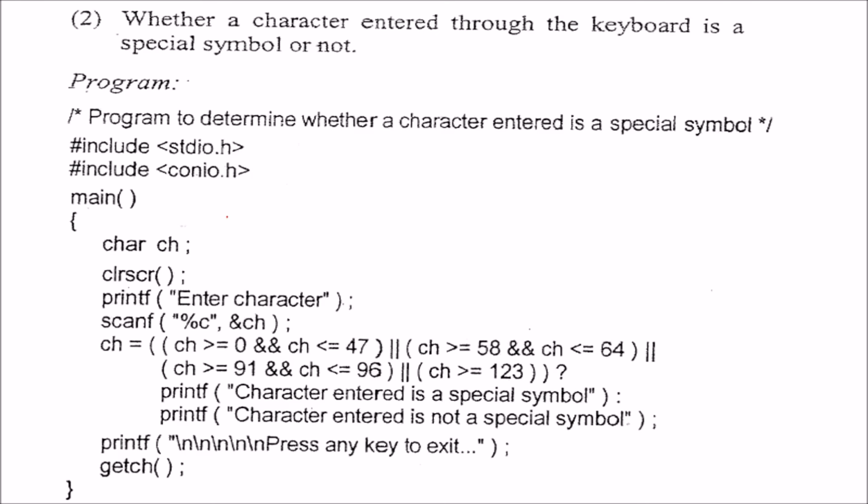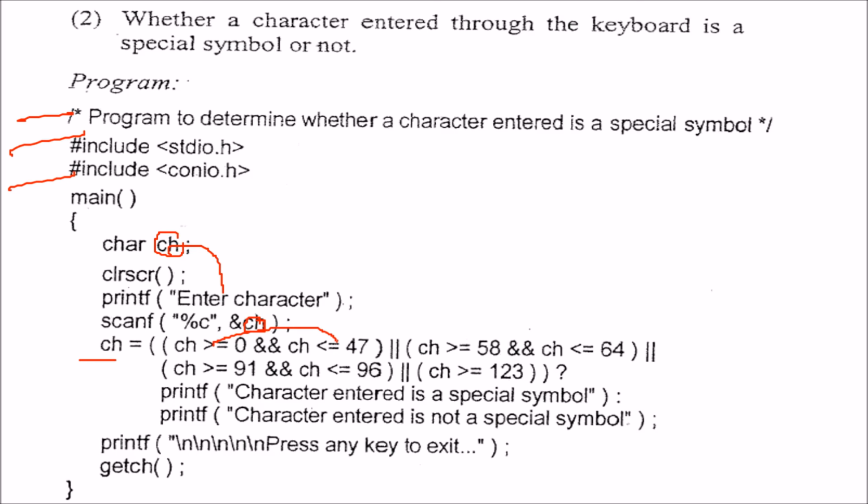Whether a character entered through the keyboard is a special symbol or not. So for special symbol, we have a proper range. How to write that? We know the range. So we will write a comment, stdio conio we will add, we'll take a character, enter the character through ch, and we'll check for ch.